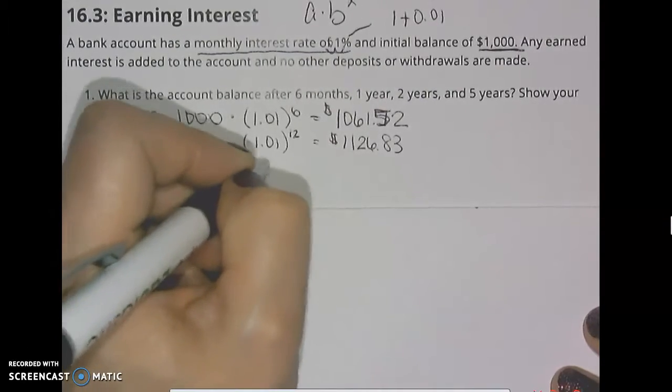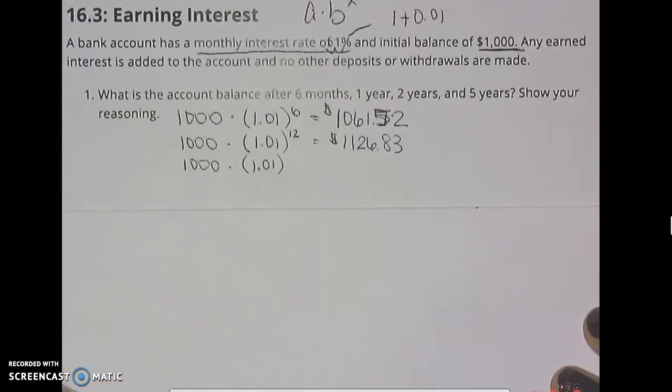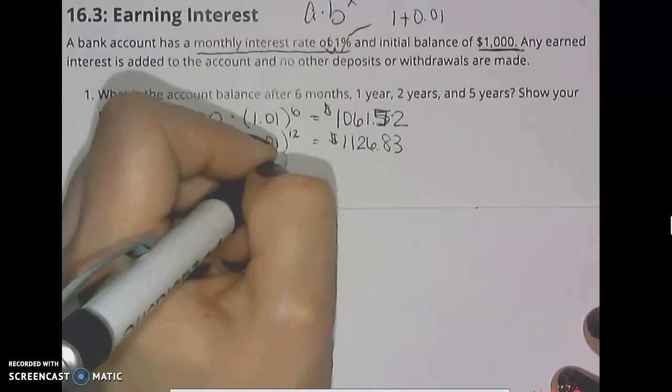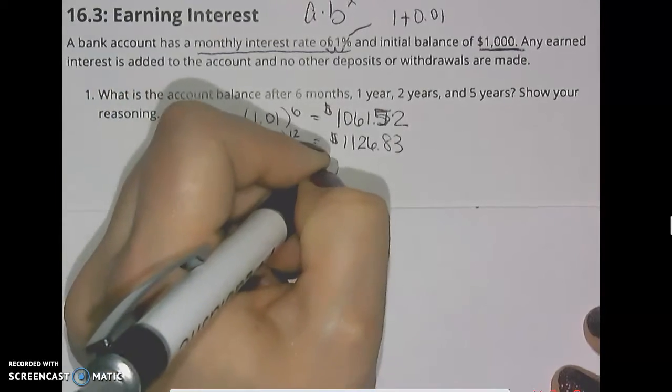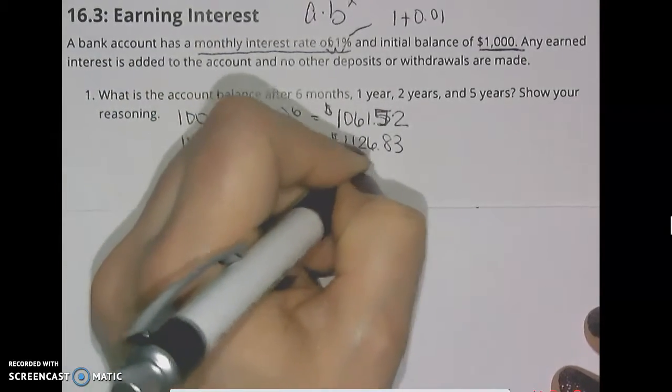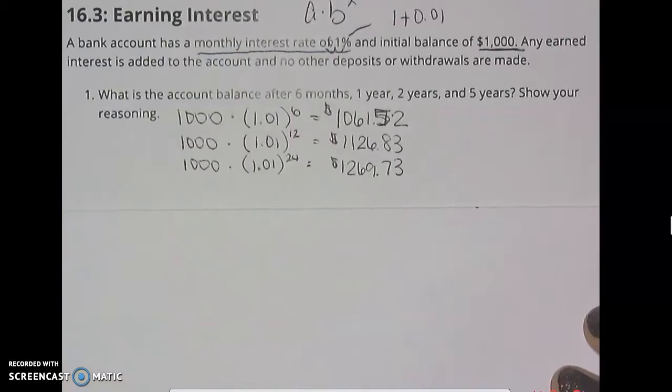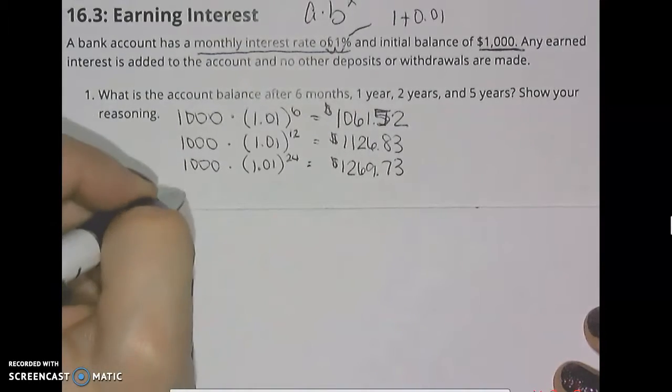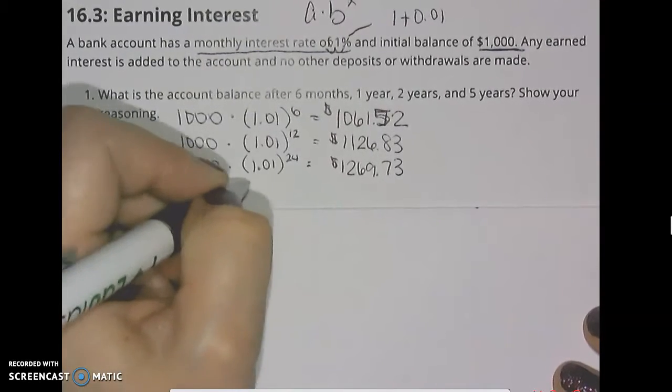Okay. It asks us for 2 years. So how many months happen in 2 years? It's going to be 24. And that's going to give us $1,269.73. Again, you're rounding to 2 decimal places. It's not exactly this amount of money.